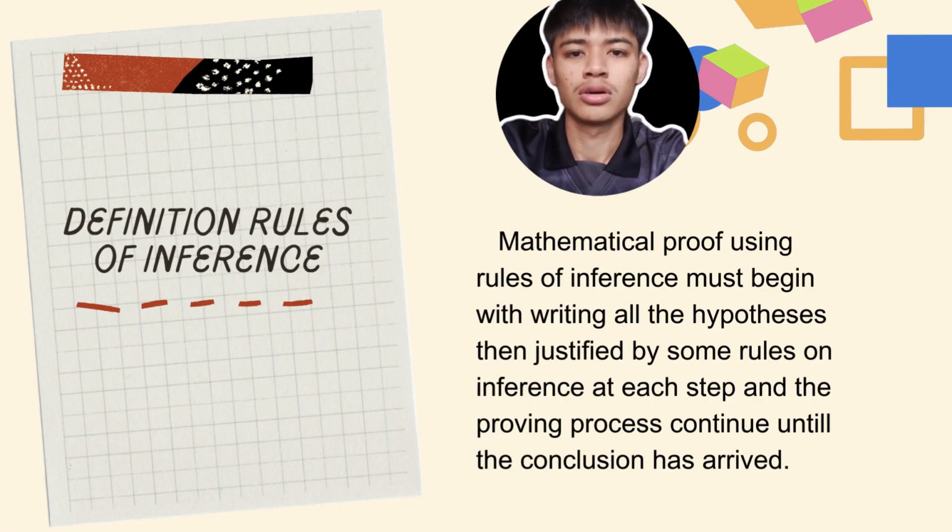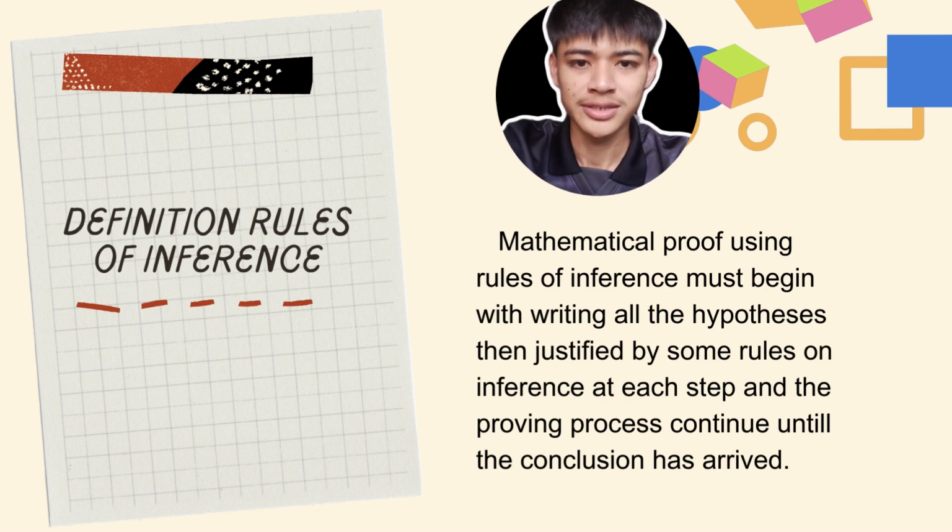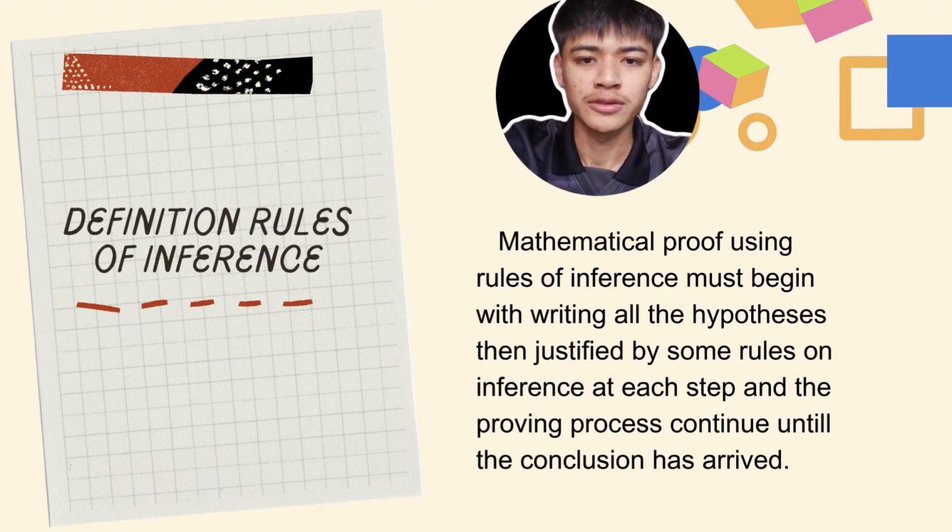Definition of rules of inference. A mathematical proof using rules of inference must begin by writing the hypothesis, then each step is justified by some rule of inference, and the proving process continues until the conclusion has arrived.